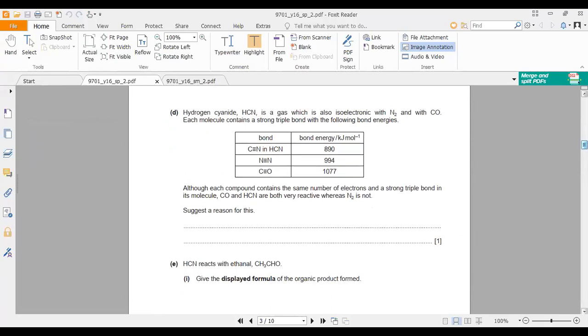Try this one. Hydrogen cyanide is a gas which is also isoelectronic with nitrogen and carbon monoxide. Each molecule contains a strong triple bond with the following bond energies. Look at the bond energies. In this case, we are thinking about breaking down the covalent bond, because the bond energies are given. We are not considering the intermolecular force of attraction.